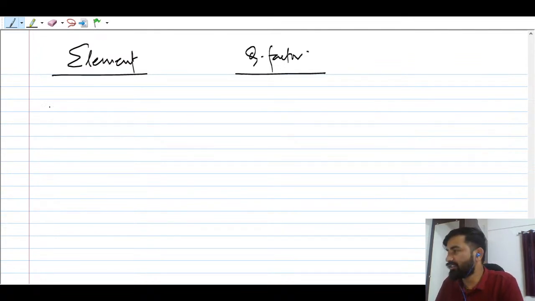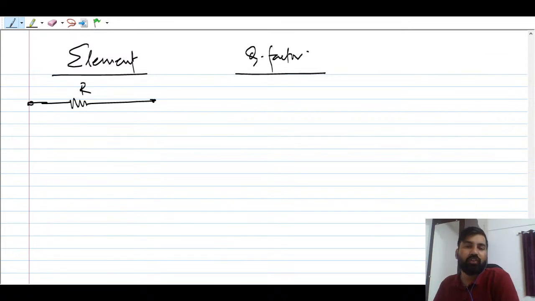Suppose the first element we have is a resistor. In resistance there is no storing capacity. Resistance does not have any storage; it is a memoryless device. Resistance can only dissipate. So the numerator of Q factor is 0, so Q factor is going to be 0 for this. I think anybody can relate. For a resistor the Q factor is 0.